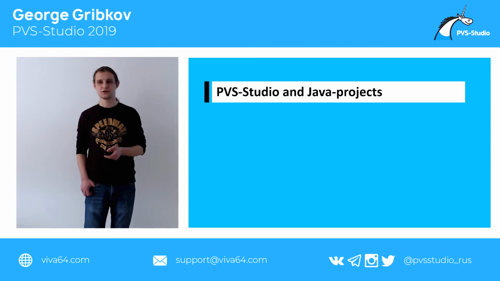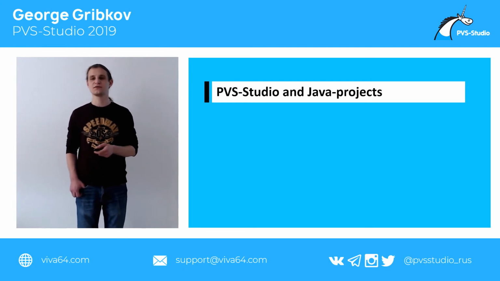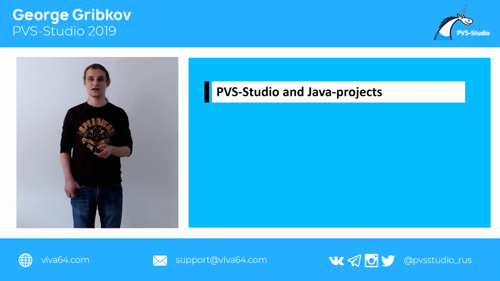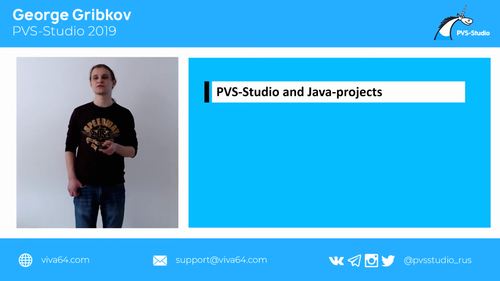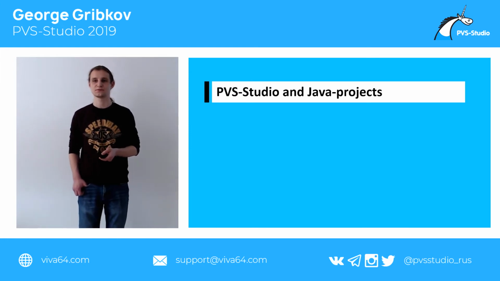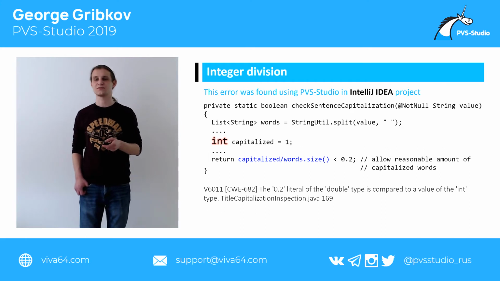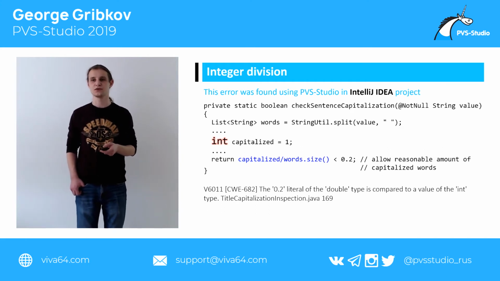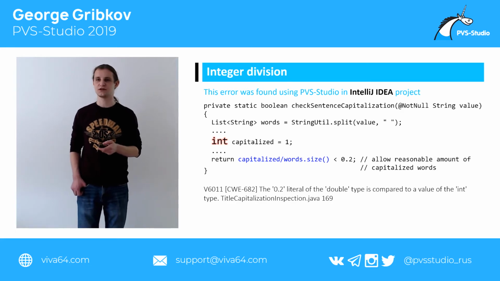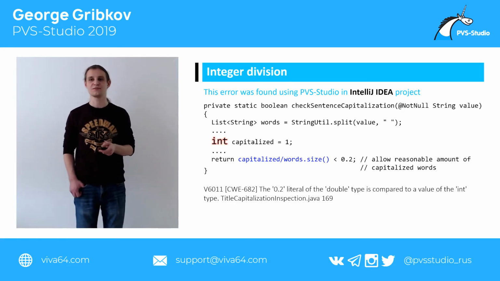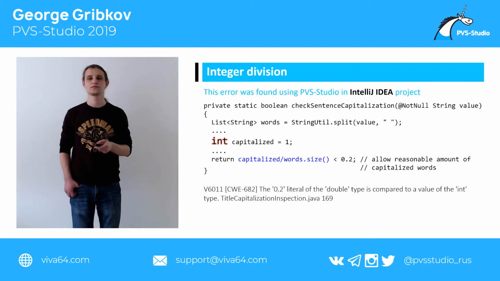PVS-Studio and Java projects. Recently, PVS-Studio introduced support for the Java language. Therefore, here a couple of slides will be focused on errors found in Java programs. For example, integer division first occurs here, after which the result is compared with a value 0.2, which makes no sense. Naturally, we should first get the real result of division and only then compare it with 0.2.